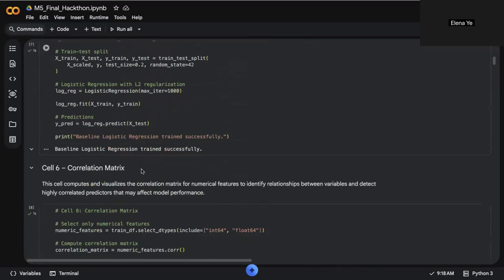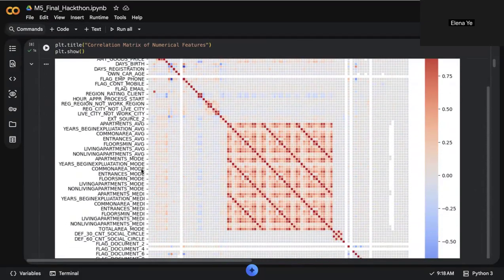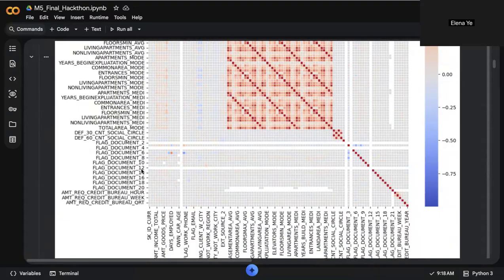Next, I explore the relationships between variables using the correlation matrix. This helps identify highly correlated features that might introduce redundancy in the model. And understanding correlation is really useful for feature selection and helps reduce potential multicollinearity issues.